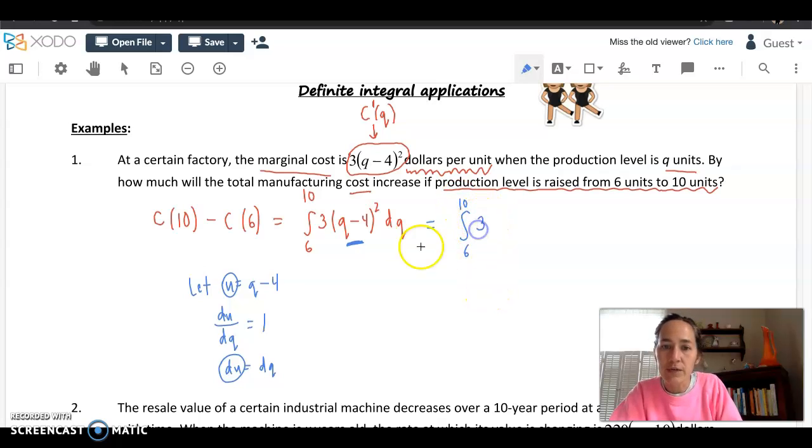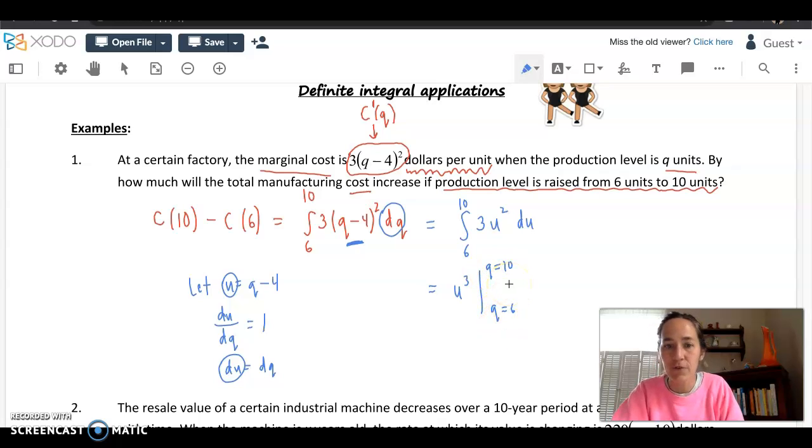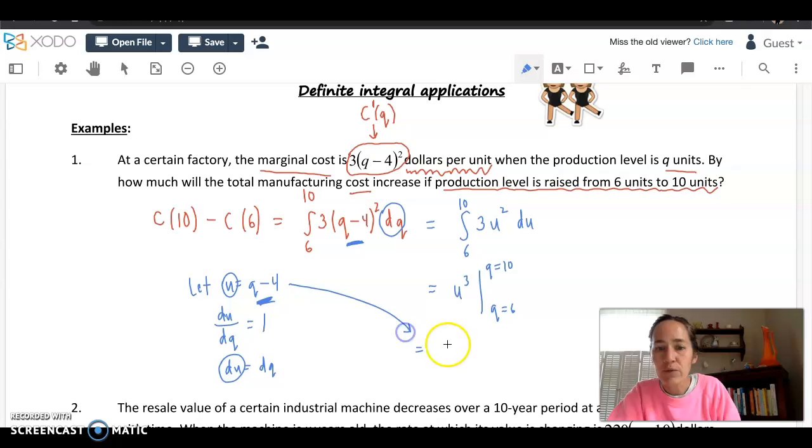So it's 3, instead of q minus 4, it's u squared. And instead of dq, we could sub in du. It's just a nice, easy integral for us, right? We'll integrate this term, and it'll be 3 over 3, so 1 u to the third, evaluated not from u equals 6 to 10. Be careful with these. From q equals 6 to q equals 10. Sometimes I just write that q in there to remind myself, oh, you got to sub this back in first before you plug the values in. So instead of u to the third, let's write what u equals.